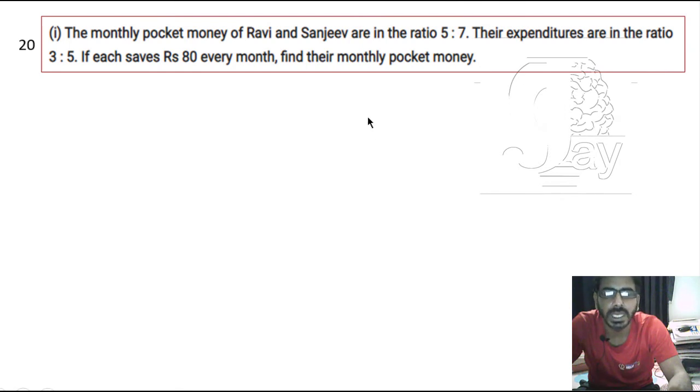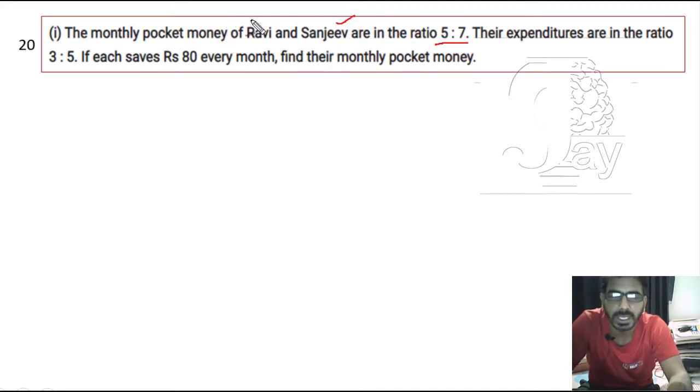Okay, this is question number 20 and the last question of this exercise. So here we have the monthly pocket money of Ravi and Sanjeev. There are two students here, Ravi and Sanjeev, and you need to understand that this is the ratio of their pocket money. Whatever Ravi gets and whatever Sanjeev gets, the ratio is 5:7. So who gets more money? Sanjeev gets more money, because we can see the ratio.